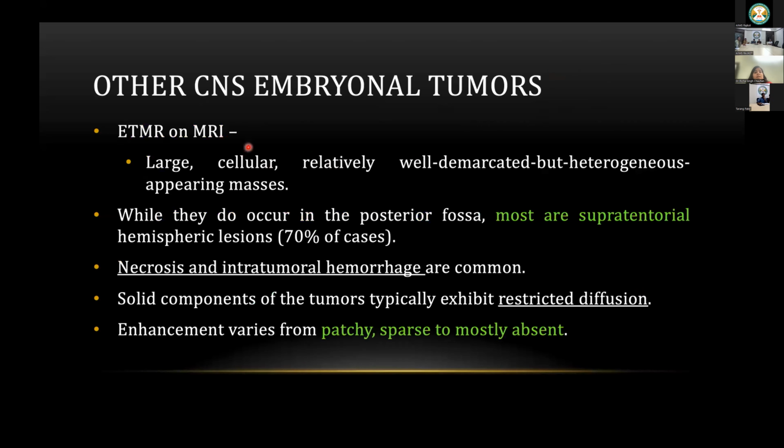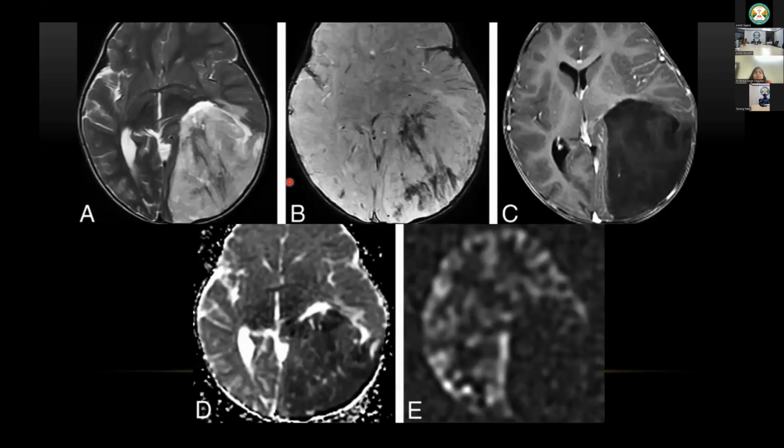Now, in other CNS embryonal tumors, the morphology of ETMR on imaging is important because they are supratentorial lesions, and their differentiation from large supratentorial lesions like supratentorial ependymoma and astroblastoma becomes important. And DIG becomes important. So let's see the imaging of this lesion. So what is the differentiating feature? That's how we can differentiate these lesions.